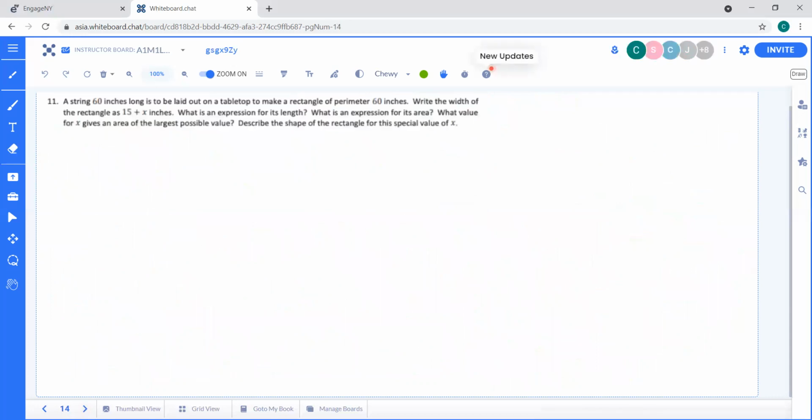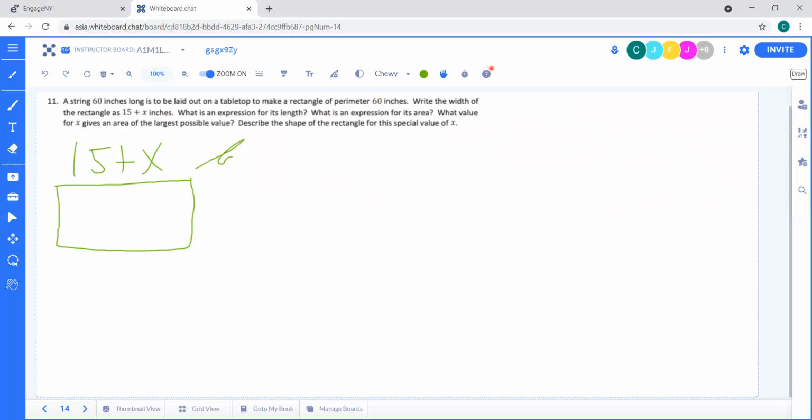All right, let's look at 14. A string 60 inches long was being laid on a tabletop to make a rectangle of perimeter 60 inches. Write the width of the rectangle as 15 plus x inches. What is the expression for the length? What is the expression for its area and what base? Okay, so if this is the width, the length would be what?